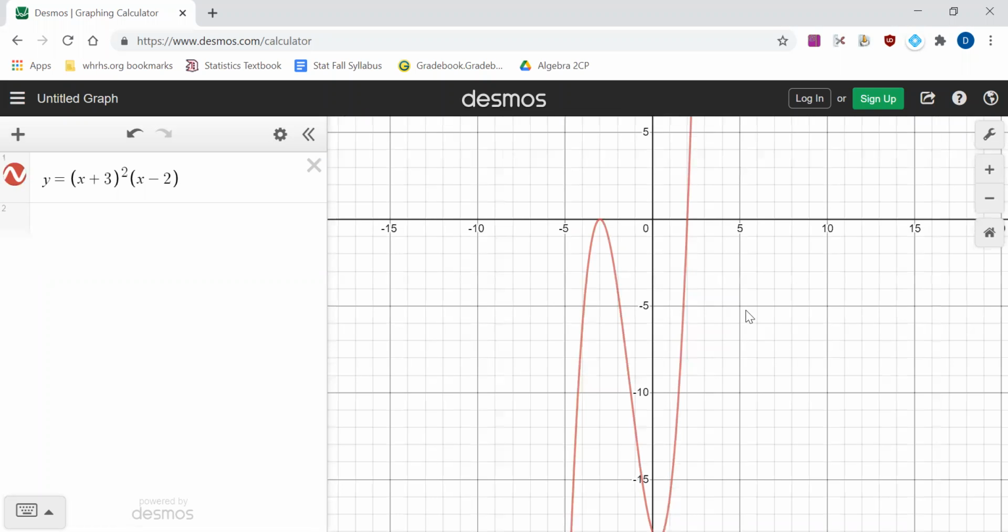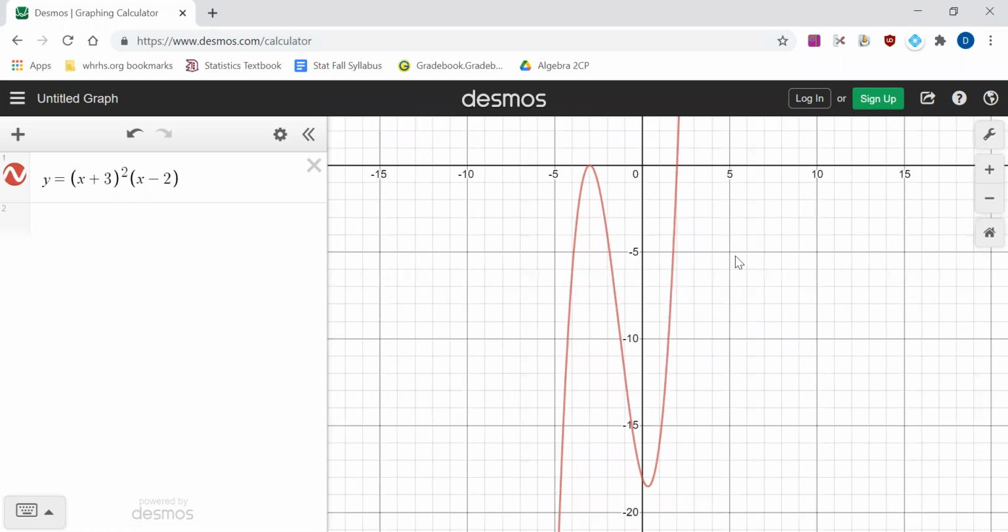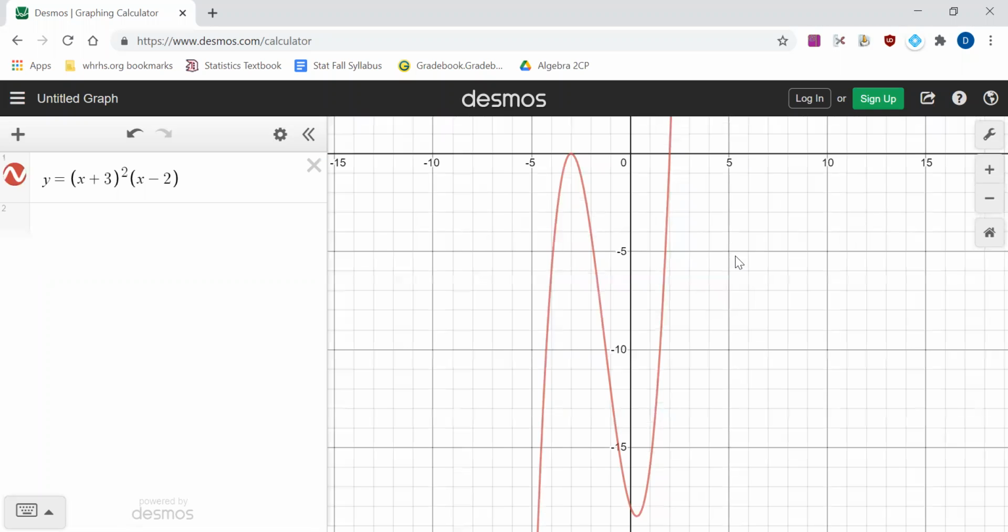Okay, if I zoom out just a little bit more, there's what the graph looks like. But I want you to notice something. Where is this thing crossing the x-axis? Do you notice how it's crossing the x-axis at -1, right at -3, and it's crossing the x-axis at +2? Yes, I hope you noticed that.